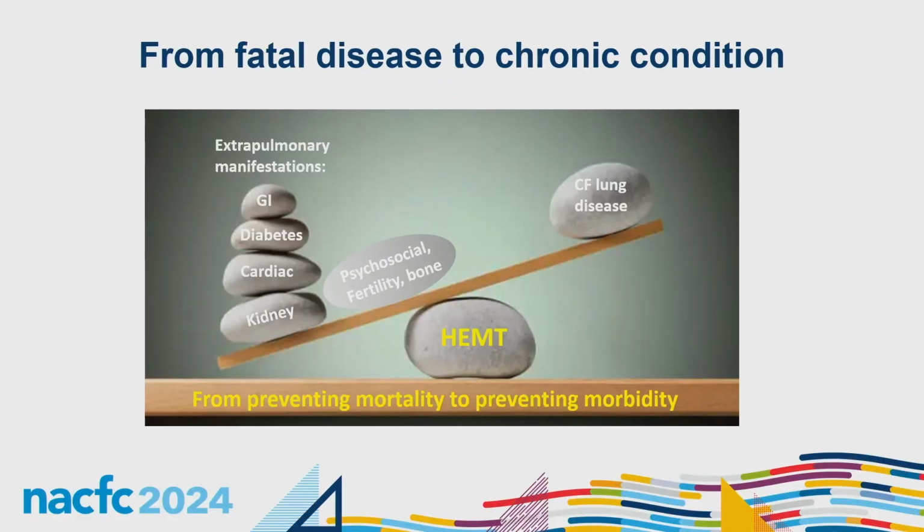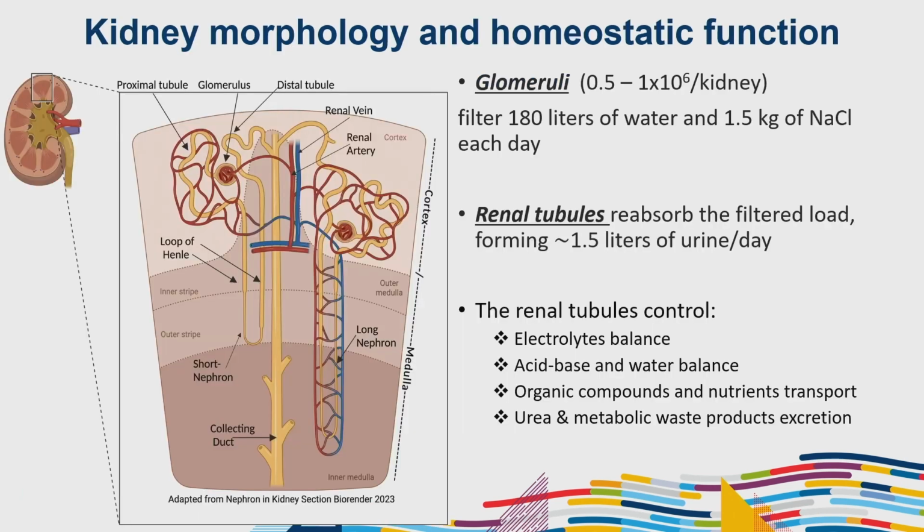So the novel therapy for CF lung disease not only improved longevity, but also uncovered the extrapulmonary manifestations, their high prevalence and severity, shifting the care from preventing mortality to preventing morbidity. And one of the emerging challenges for the aging population with CF is chronic kidney disease. Each of us is born with certain nephron endowment, so we have to use them wisely because we don't make any more nephrons after we are born.